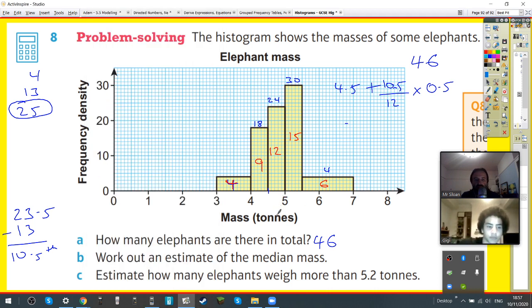What's it called? 23.5 was the number, that was the median. So it's like the position of the median. And the weight of that elephant. We know it's in between 4.5 and 5. And it's close to the end of that group, and it turns out it's 4.9375.